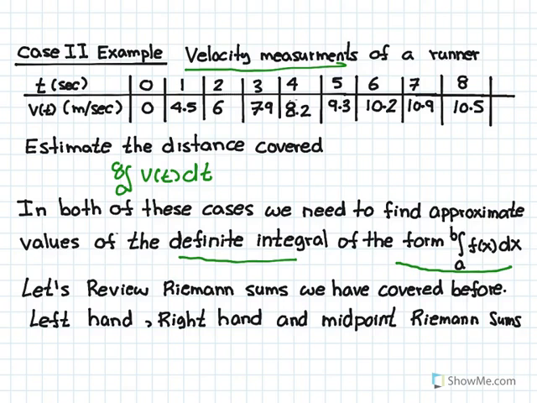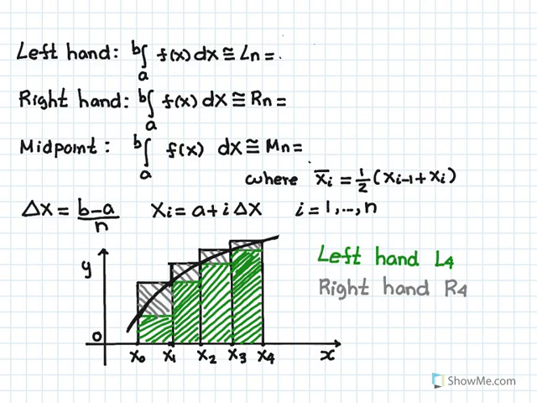So let's review the Riemann sums that we have covered before, such as the left-hand rule, right-hand rule, and midpoint Riemann sums. All right, so for the left-hand rule, we have the integral from a to b of f of x dx, that's approximately the sum as i goes from 1 to n of f of x i minus 1, evaluating the function at the left endpoints of every interval, times delta x. For the right-hand rule, we evaluate the function at the right-hand points of every interval. Summation, i goes from 1 to n, f of x i, delta x.